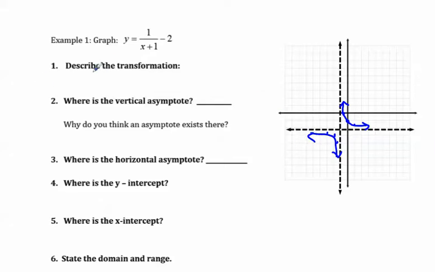So the transformations were left 1, down 2. The vertical asymptote, when it shifted left 1, it was at x equals -1. And the asymptote exists there. Think about that for a moment. What would happen to -1 if you plugged it into the function? It would make your denominator 0. So the asymptote is at -1 because that's the value that makes the denominator 0.